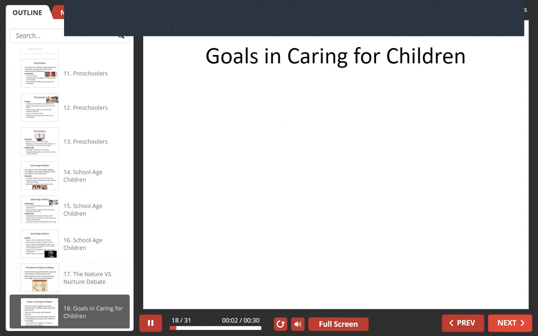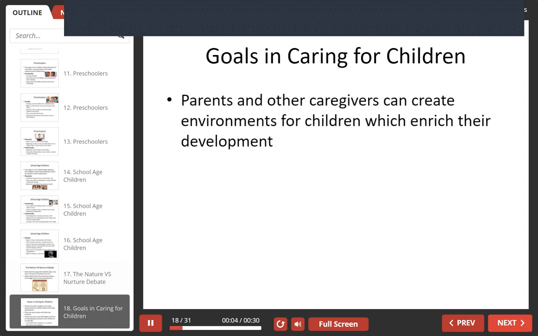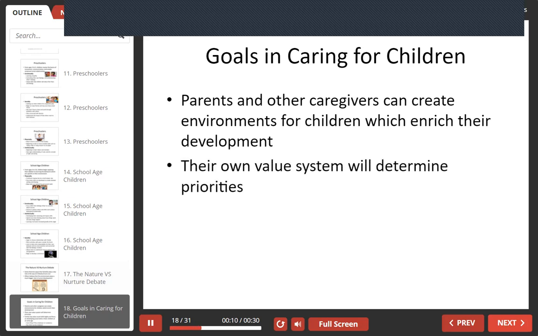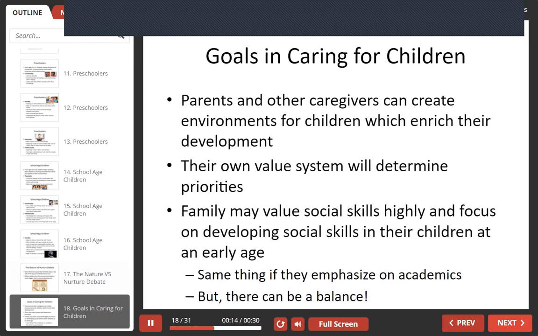So, the goals in caring for children is that parents and other caregivers can create environments for children which enrich their development. Their own value system will determine priorities, and families may value social skills highly and focus on developing social skills in their children at an early age. If they emphasize academics instead, that can be used instead of social skills, but there can always be a balance.